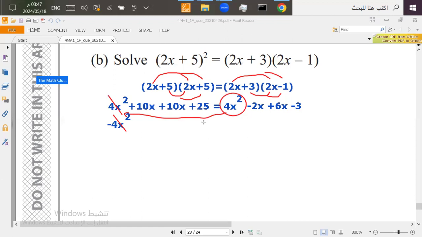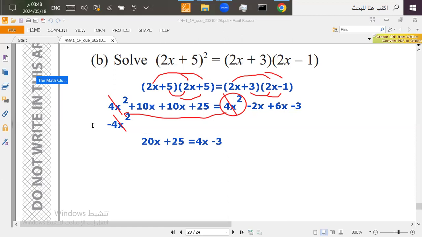Now I do the same step with the other variables. I'll take all the x's to one side. So here, first I'm going to solve them. Positive x, 10x plus 10x. 10x plus 10x is going to be 20x. And then plus 25 equals. Negative 2 plus 6 is going to be 4x. And then minus 3. So what I did is first I got rid of the 4x squared. I took it to the other side, made it minus, and then removed it together. Now 10 plus 10 is 20x plus 25. And then 6 minus 2 is going to be 4x minus 3.